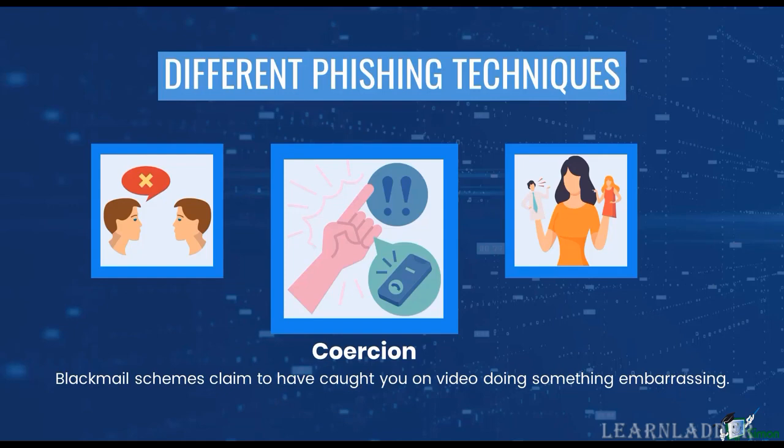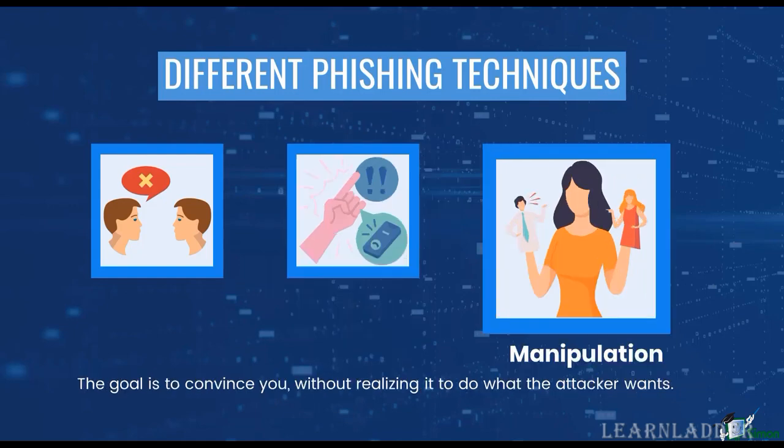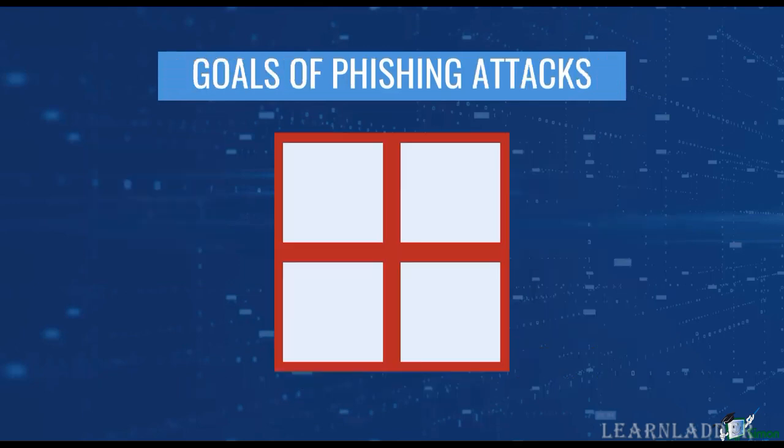Thirdly, phishers might use manipulation. It could be combined with other techniques, but the goal is to convince you, without realizing it, to do what the attacker wants. There are three techniques that are commonly used in phishing emails. We'll discuss the psychology behind phishing later, but first, let's talk about the wide variety of goals an attacker might have in a phishing attack.